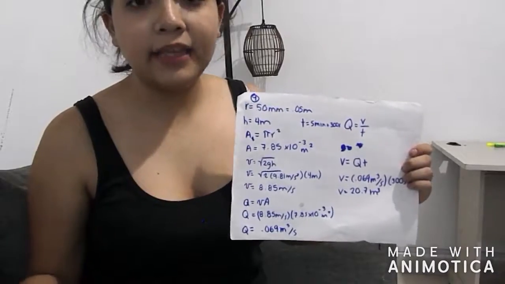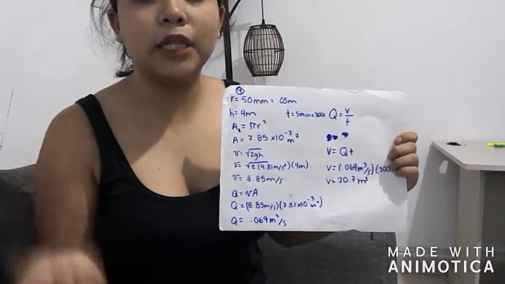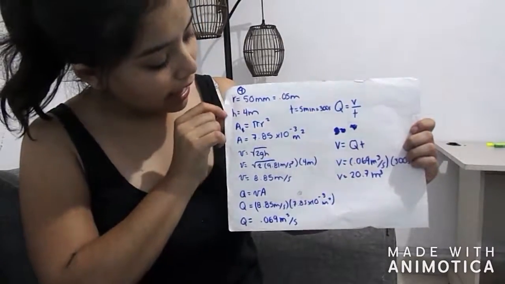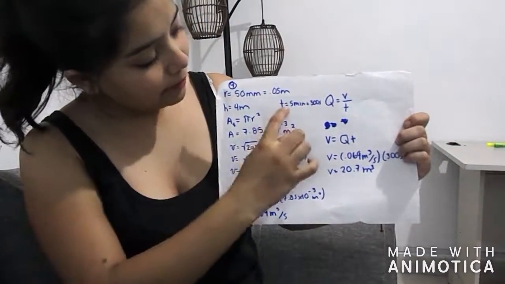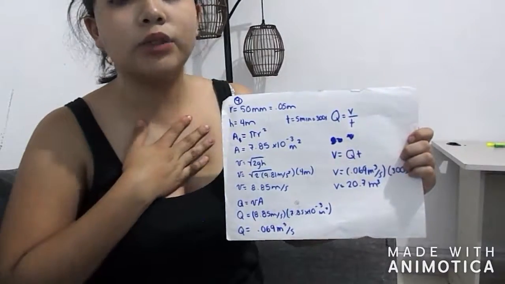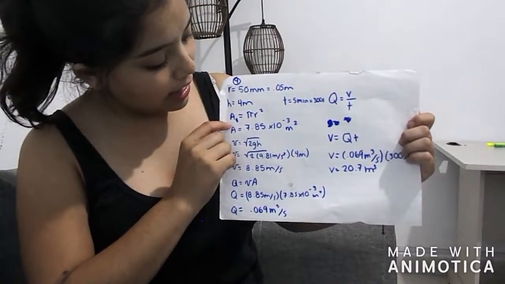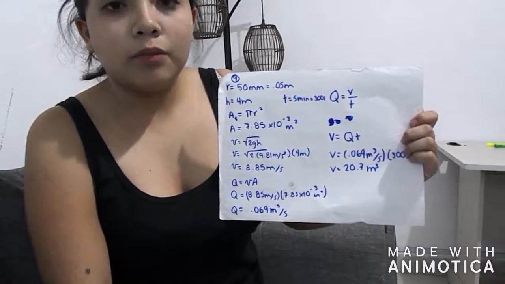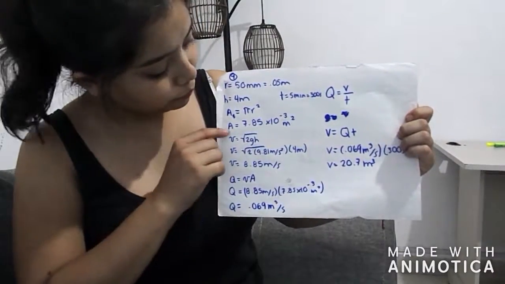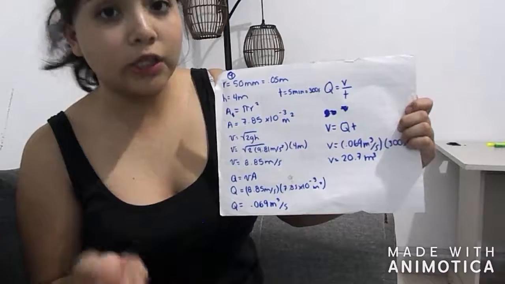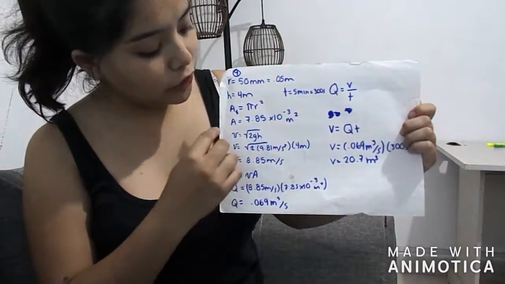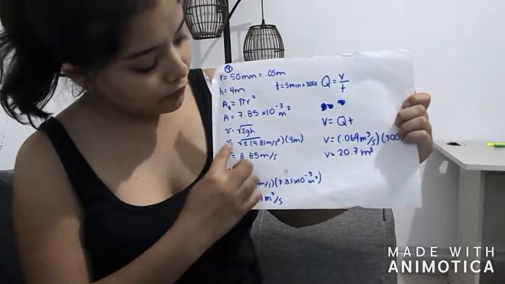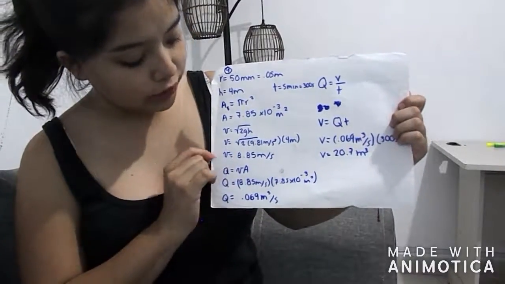In problem number 9, they are asking us for two things, velocity and volume. We have our data that is radius, height, and time. First, we need to take out the area. That is taken out with pi times radius squared, and then we need to take out the velocity first with the formula square root of 2 times gravity times height. We substitute our values, and we have the result.